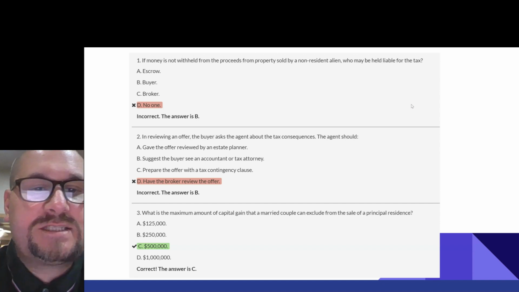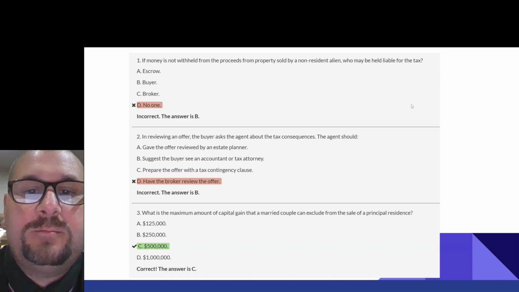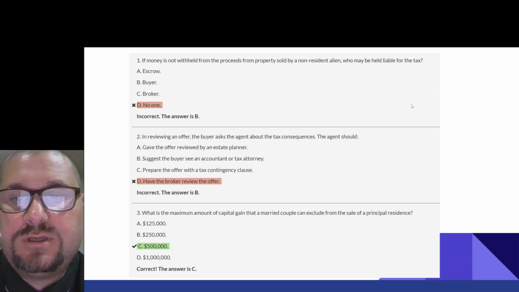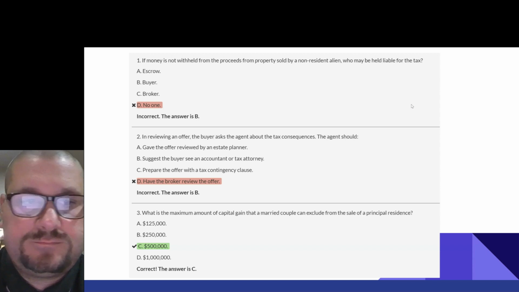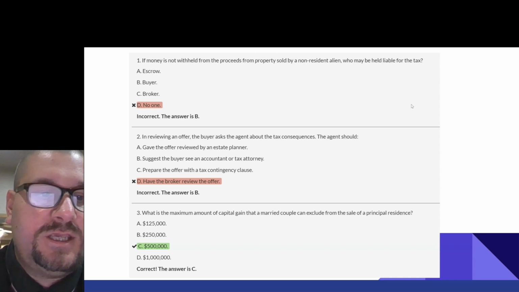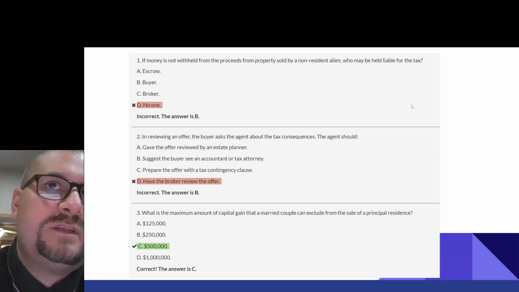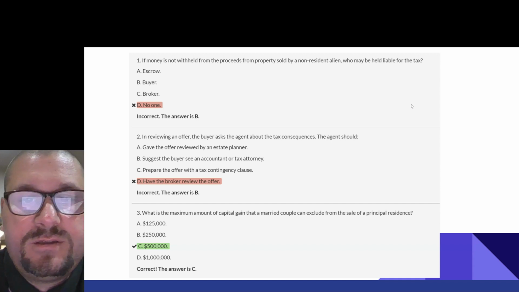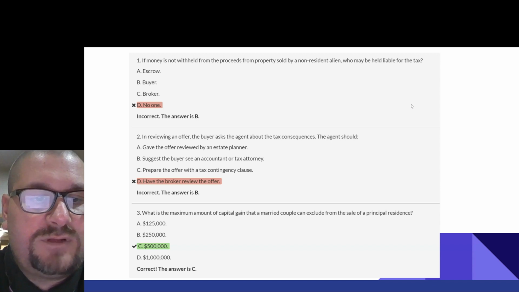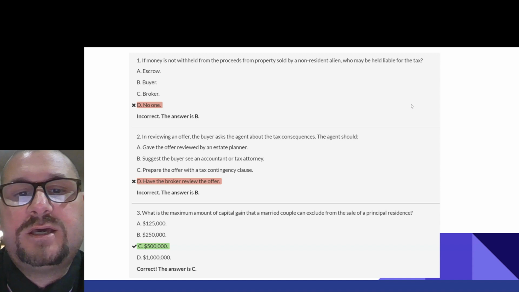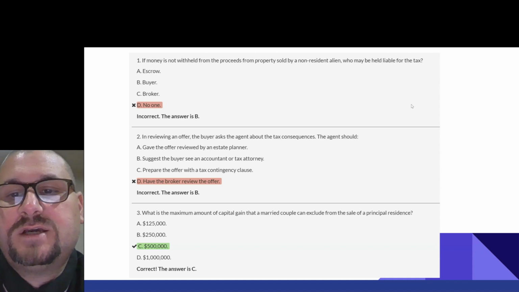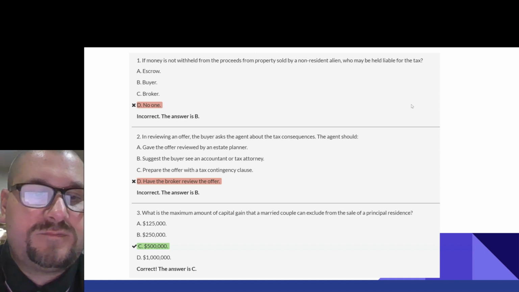Number 3, what is the max amount of capital gain that a married couple can exclude from the sale of a principal residence? Charlie, $500,000. So it's $250,000 for single, $500,000 for married. So it is C, $500,000.